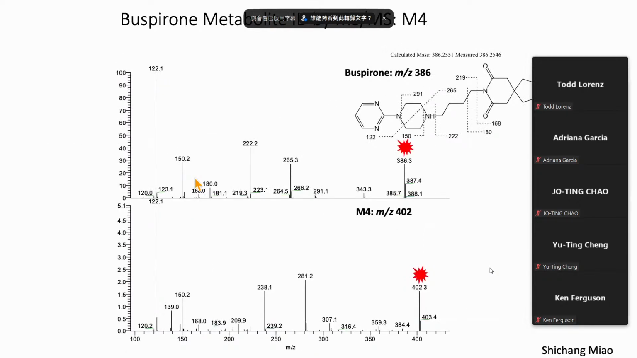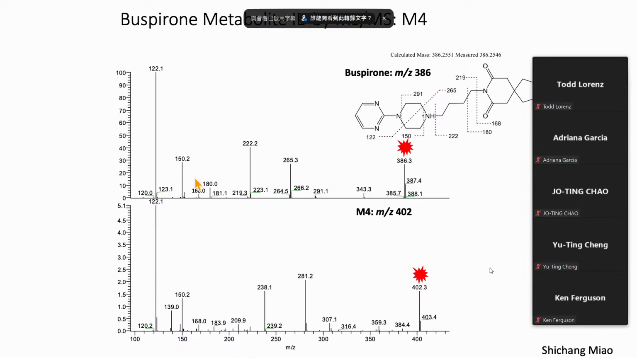But then we go and do the MS experiment. And this is illustrated just on one of those metabolites. You have to do this for each one of those peaks. But we pick M4, and we do the MS spectrum of the parent drug. And we can interpret these ions at m/z 122, 150, 222. And a scientist expert in the field can draw these little lines that show where the fragmentations are happening.